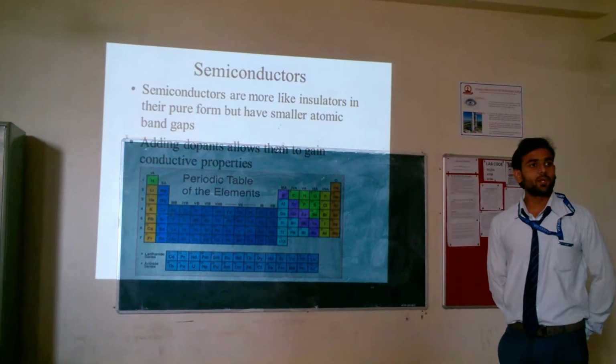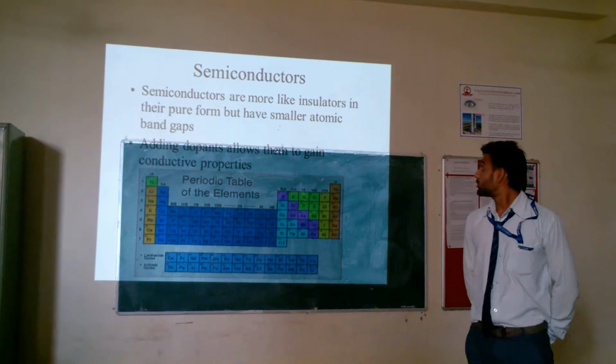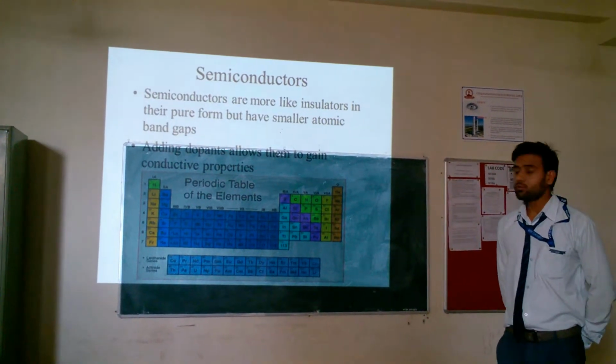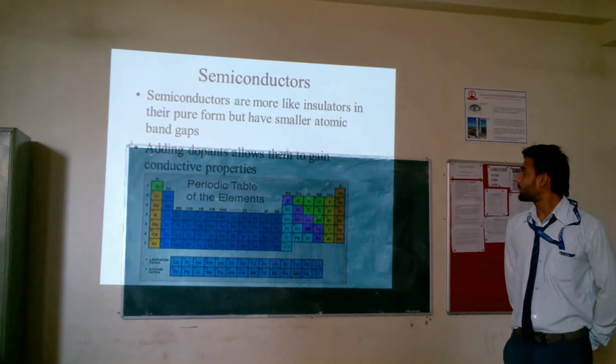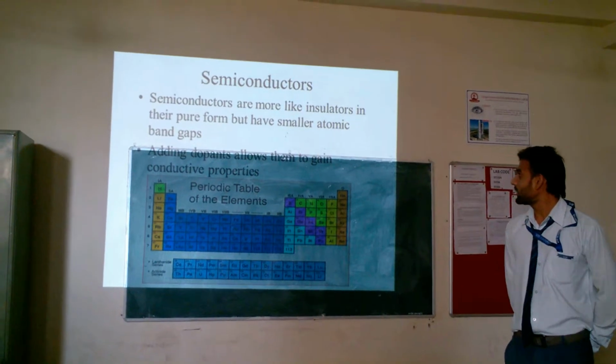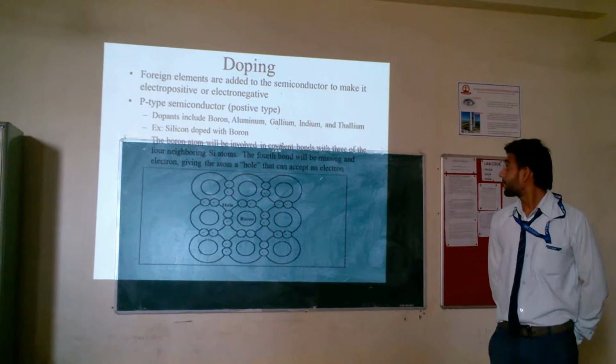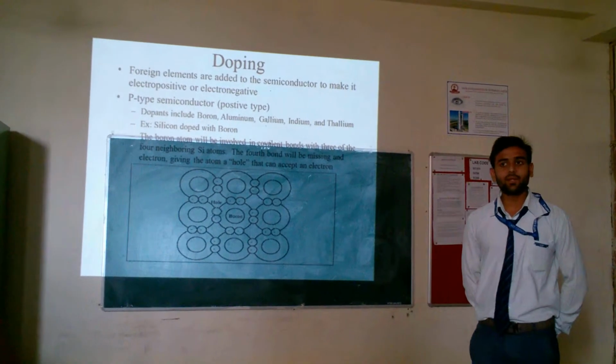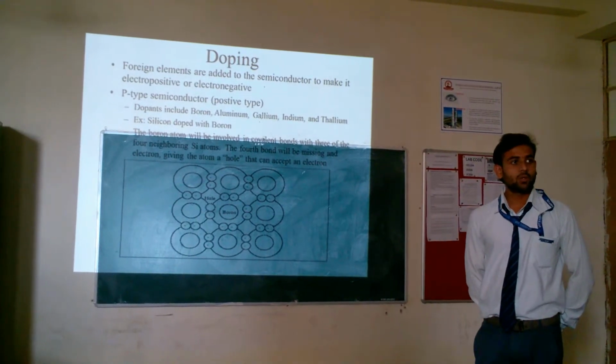Semiconductors play a major role in the transistor. Semiconductors are more like insulators in their pure form, but with some atomic barriers and dopants they gain conductive properties. Doping means adding impurities to a semiconductor.